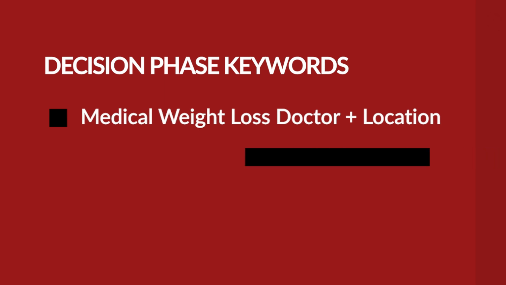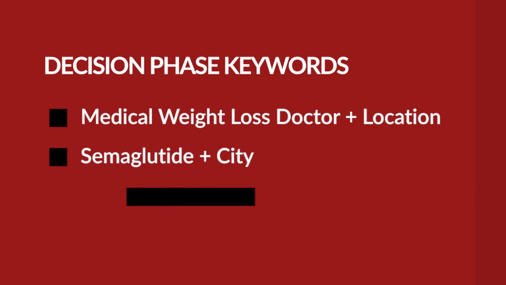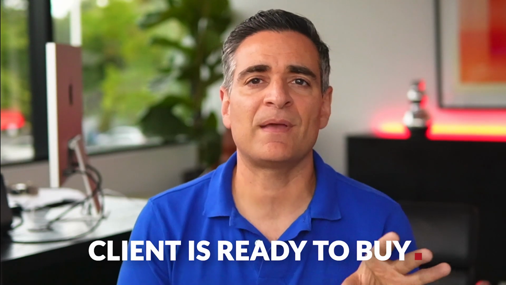The next phase of the funnel, the decision phase, is going to be that SEO content where someone has already made a decision about what they want and they're really just choosing you versus someone else. This is where you're going to need your service pages ranking. So this means medical weight loss doctor plus location, semaglutide plus city, get semaglutide online. Basically all those keywords where the person has already made a decision and they have their credit card in hand.